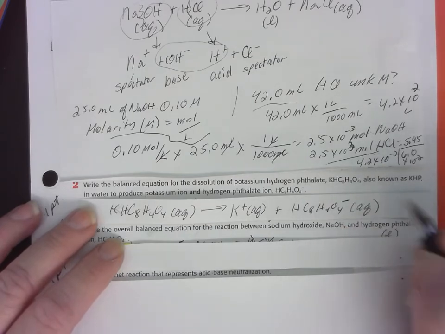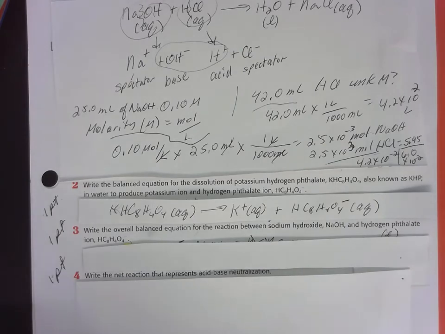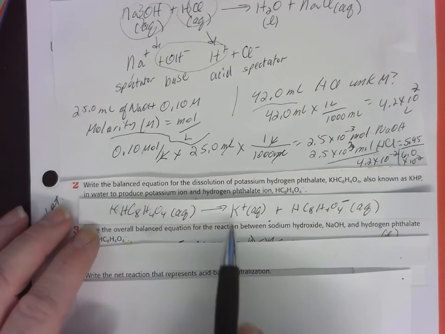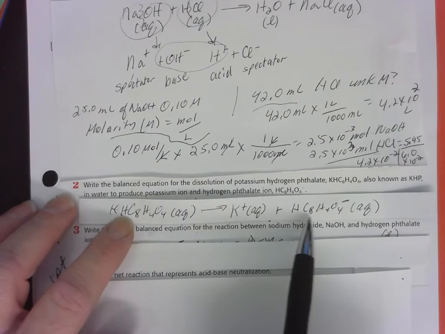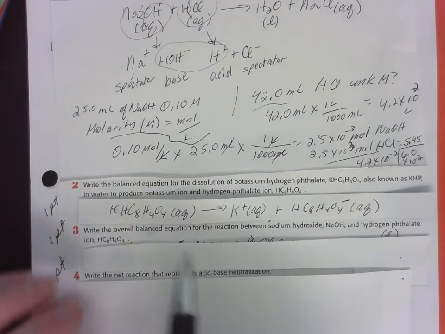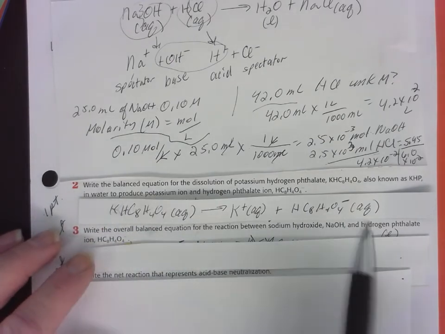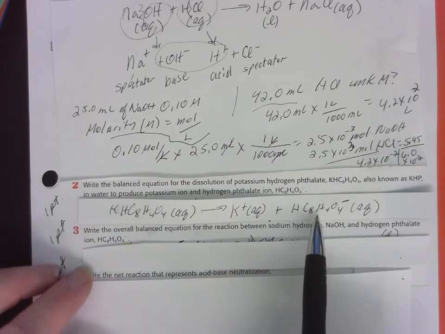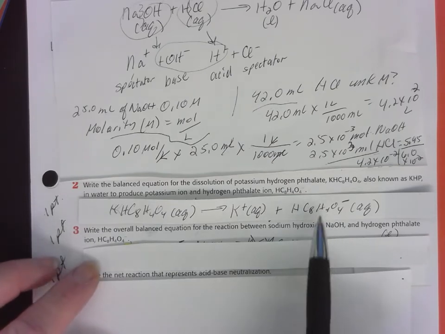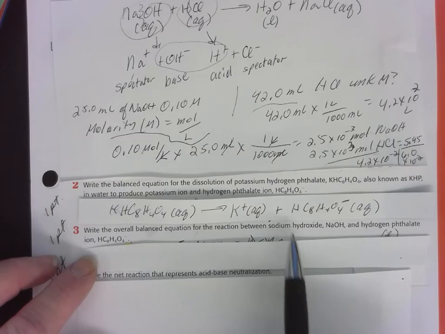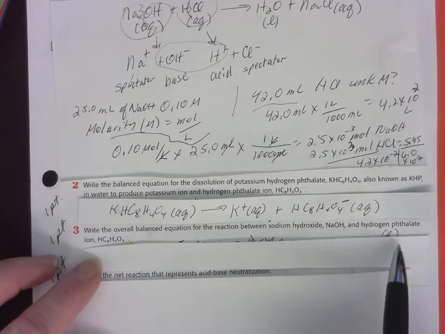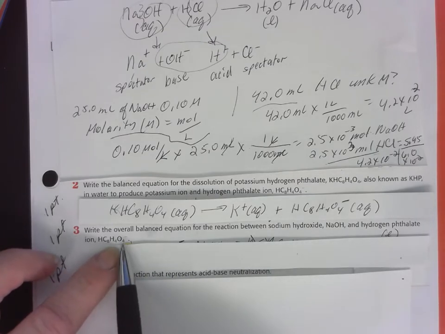They have it there, and so that too is aqueous. So I've already given you the answer to this. It's balanced. There's one potassium here, one potassium here, and there's the right number of hydrogens over there. So that's telling us how that comes apart. Now this ion also comes apart in question 3. So now you're going to write a balanced reaction between the sodium hydroxide and hydrogen phthalate ion. So it gives you that.